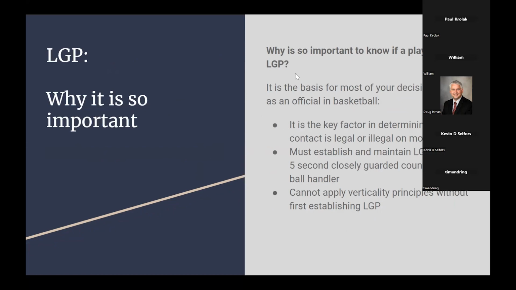That kind of leads into, why is it important that we know if a player has legal guarding position? Because like MJ just said, that's our decision-making process. That's what we use to decide foul on the defense, foul on the offense, play on. Do we have legally established and within 6 feet for our 5-second closely guarded count? And verticality, when we jump in the air, you can't start applying that a defensive player has verticality rights if when they jump from the floor, they had an established legal guarding position.